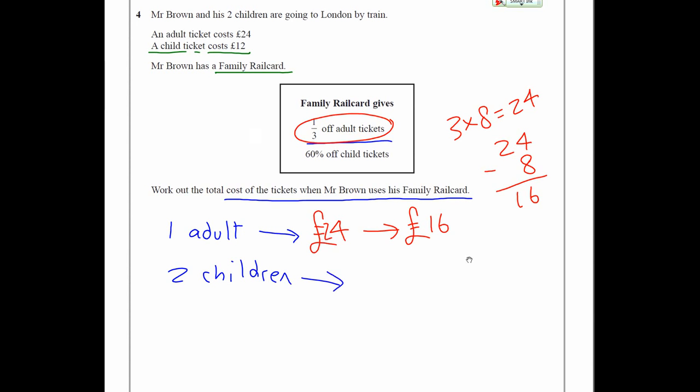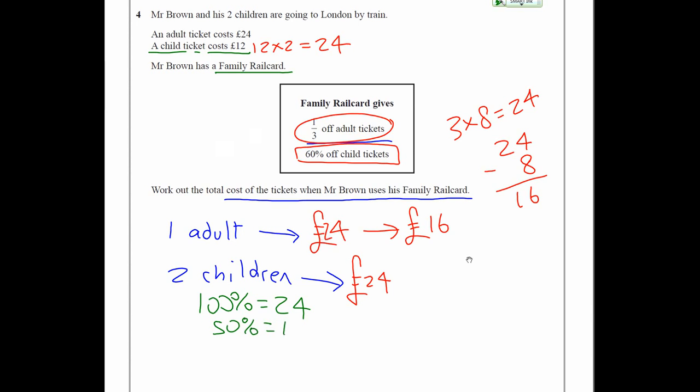2 children, okay, so a child ticket is £12 each. So they would have been paying 12 times 2, which is 24 again. However, they get 60% off. So what I would do if I was you is I would find 60% by saying 100% is 24. 50% is half of it, is 12. 10% you can divide by 10 from 100 and get £2.40. Add those two together, that is going to give you that 60% is £14.40.